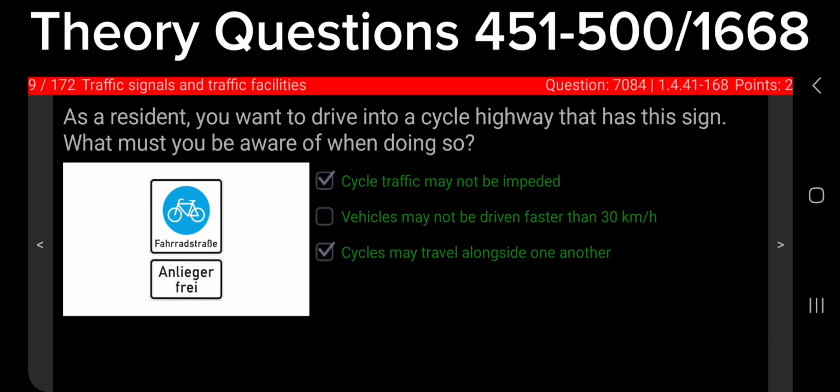As a resident, you want to drive into a cycle highway that has this sign. What must you be aware of when doing so? Cycle traffic may not be impeded. Vehicles may not be driven faster than 30 km per hour. Cycles may travel alongside one another.